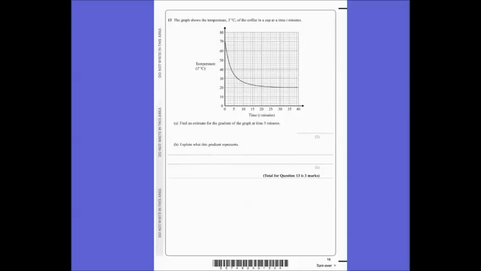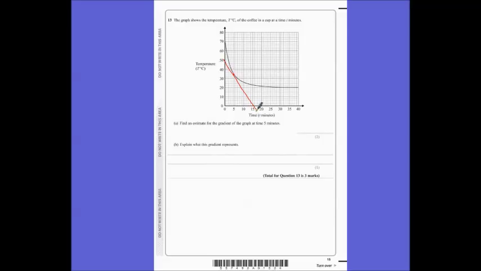Question 13. The graph shows the temperature T of the coffee in a cup at time t seconds. Find an estimate for the gradient of the graph at 5 minutes. So to work out the gradient of the graph, we need to make sure that we draw a nice tangent at 5. So at 5 minutes is just there. Using a ruler, you will draw from here and touch it just as you can there, as close as you can, just touch it with the tangent.